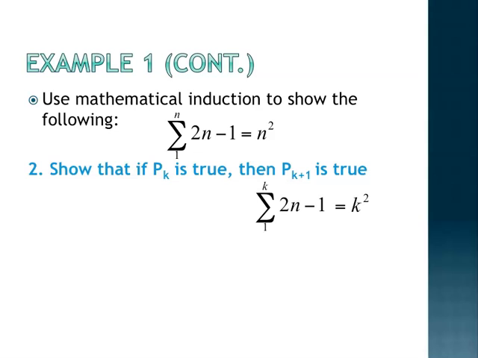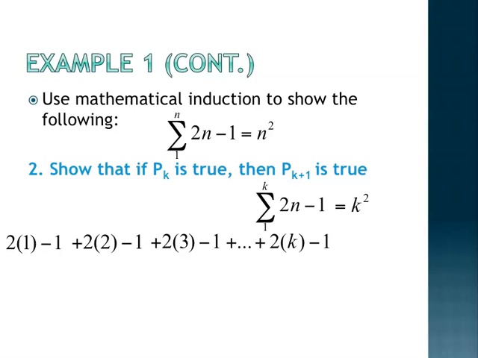We're going to write out what that is on the left-hand side, and it will seem like it doesn't really make a lot of sense just yet, but it's going to help us show that P sub k plus 1 will be true, so long as P sub k is true. Okay, so on the left-hand side of this equation, if we were to write this out, we would say, okay, this is 2 times 1 minus 1 plus 2 times 2 minus 1 plus 2 times 3 minus 1 plus and so on until you get all the way up to k. So this goes all the way up to 2 times k minus 1, which is equal to k squared.